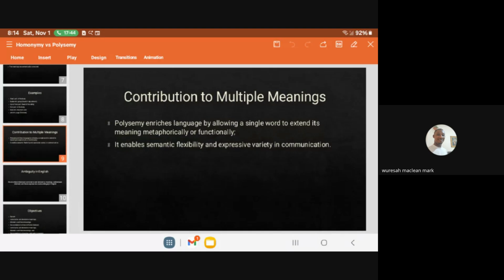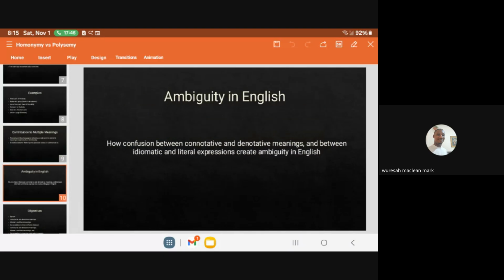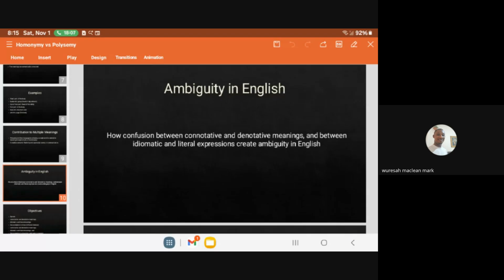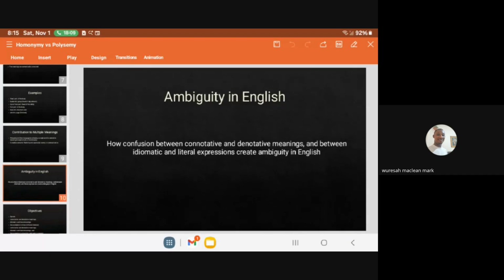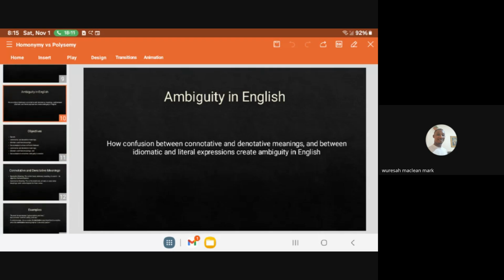Now we are moving to the second part, which looks at the broader picture, being ambiguity in English. So the question is how confusion between connotative and denotative meanings, and also between idiomatic and literal expressions, create ambiguity in English. How these create ambiguity in the English language.